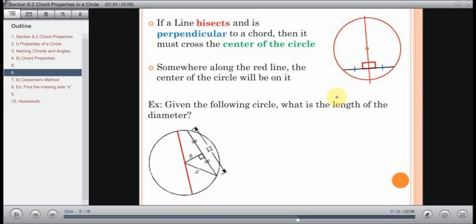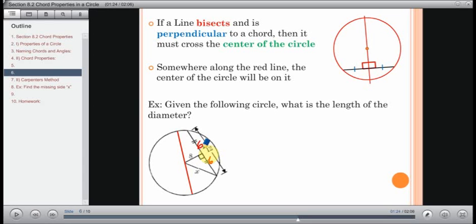Okay, so given the following circle, what is the length of the diameter? We want to find out that full length right there. Okay, well, there's the center of the circle, a line there going through the center. There's a chord. It's bisecting it, means that this half is the same as that half. We know the full half is 12, so 12 divided into 2 equal parts means that's 6, and that's 6.